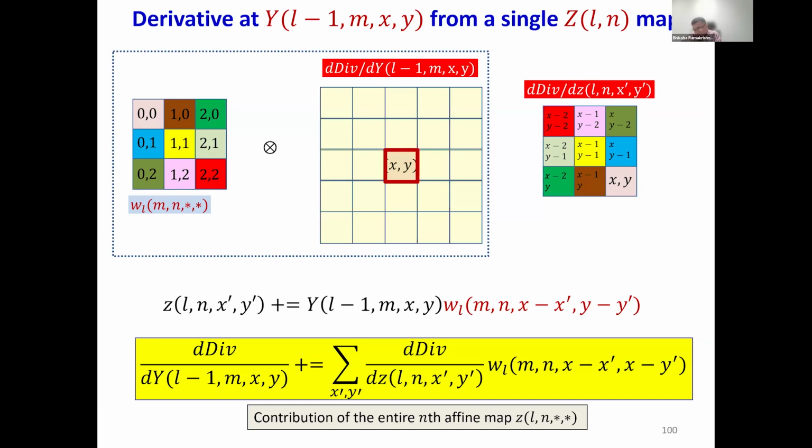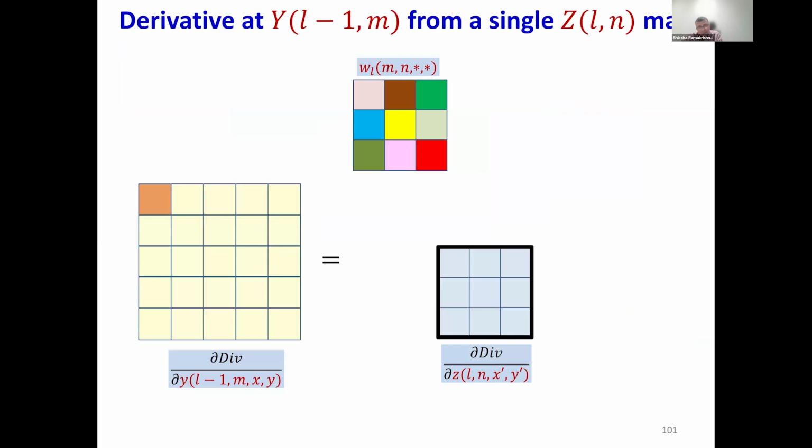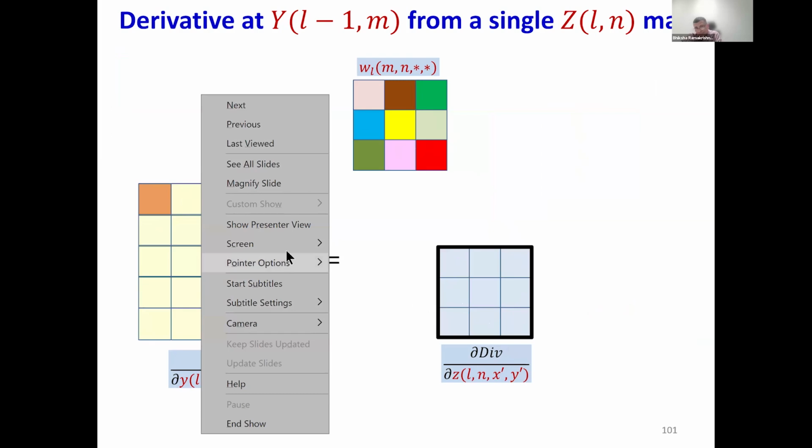Okay, and so, but that's just one channel, right? One output. So here's what it looks like. Here is the filter, right? Let's say I have the derivative of the divergence with respect to all the z elements. I want to compute the derivative of the divergence with respect to all the elements of Y. Now here's a general principle, which I'm going to try to write if I can get my pointer options working.